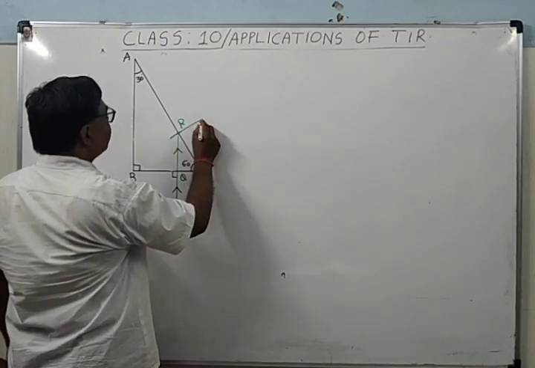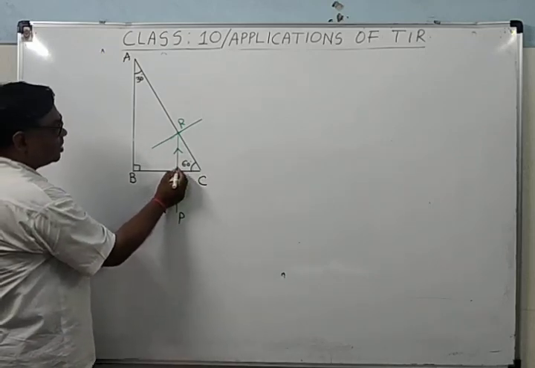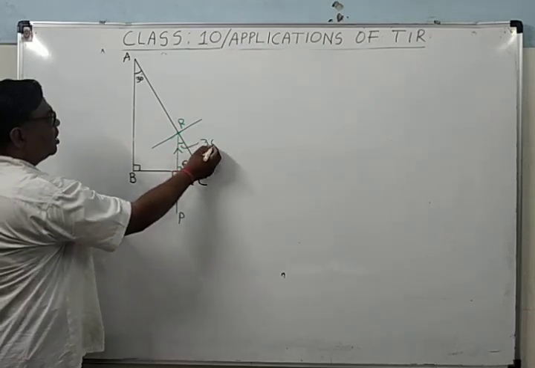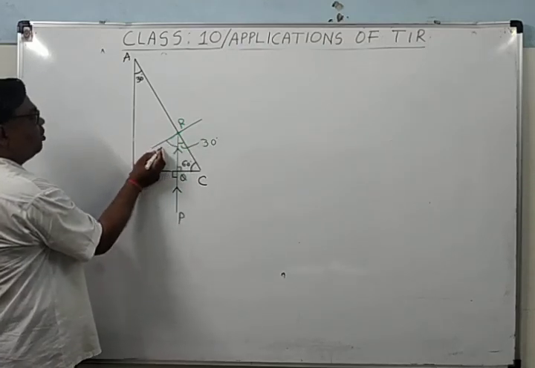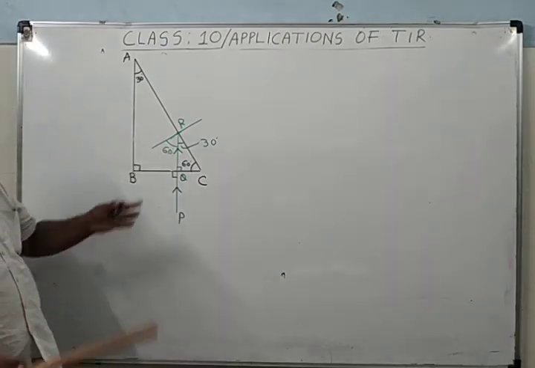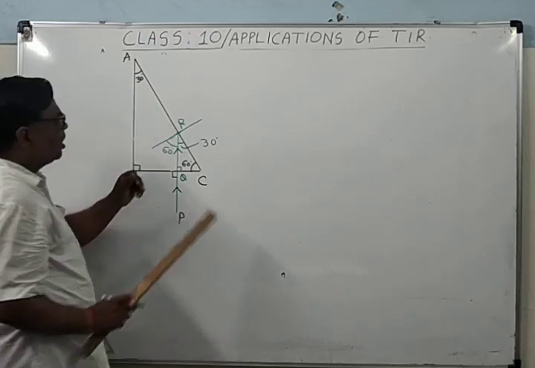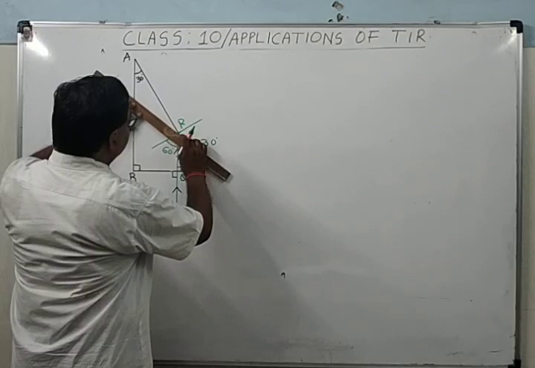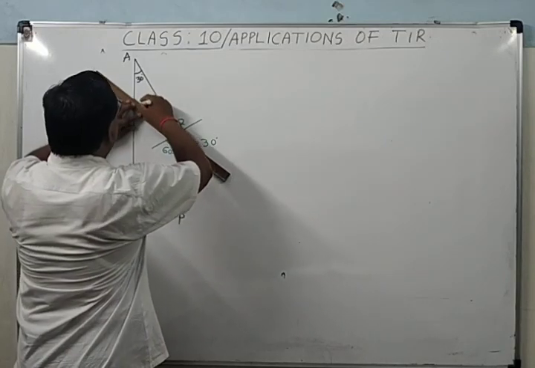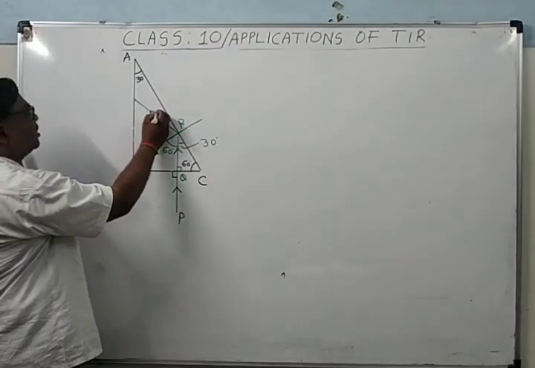When you draw the normal, you can see here, this is 60 degree, this angle is 90, so what will be this angle? 30 degree. This is 30, so this angle will be equal to 60 degree. So at the point R, total internal reflection will take place, here the angle of incidence is greater than the critical angle. It's clear? Then this ray will get reflected. It will suffer total internal reflection.